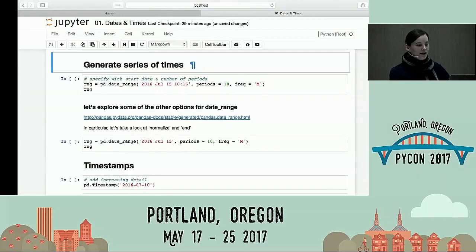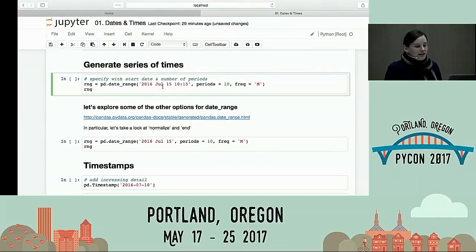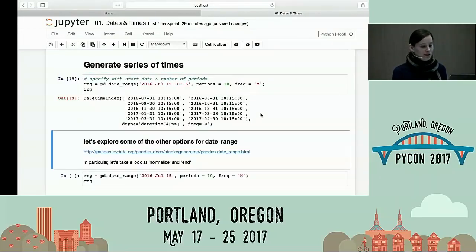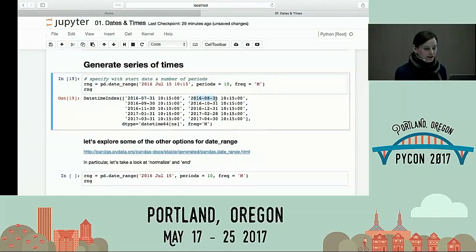I would encourage you to look at the docs, but I want to show you some really nice things. So the first thing is we can easily generate series of times. I can specify a start date and the number of periods and the frequency. So if you look at this one, it reads very nicely too, right? I have a range, and I just want to go from July 15th, 2016 at 10:15, 10 periods, and I want frequency of M. What do you guys think M is? Monthly, probably, right? We can always confirm. And here we are. I've got 7/31, 2016, 8/31, 2016, 9/30, 2016. So what kind of monthly is this?